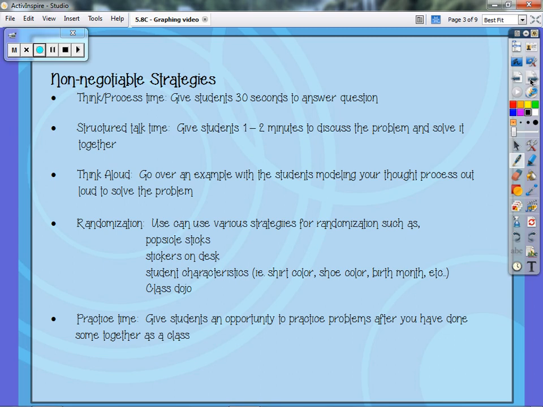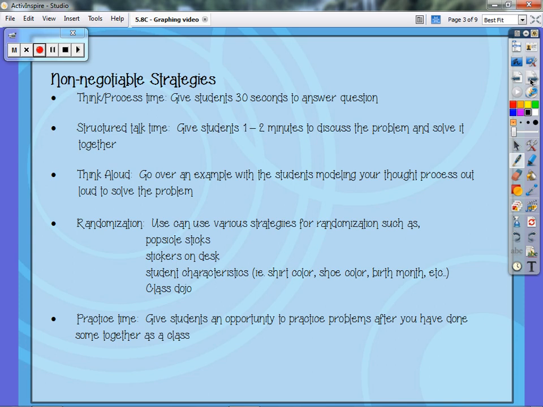Non-negotiable strategies. Think process time: give students 30 seconds to answer questions. Structured talk time: give students 1 to 2 minutes to discuss a problem and solve it together. Think out loud: go over an example with the students, modeling your thought process out loud to solve the problem.